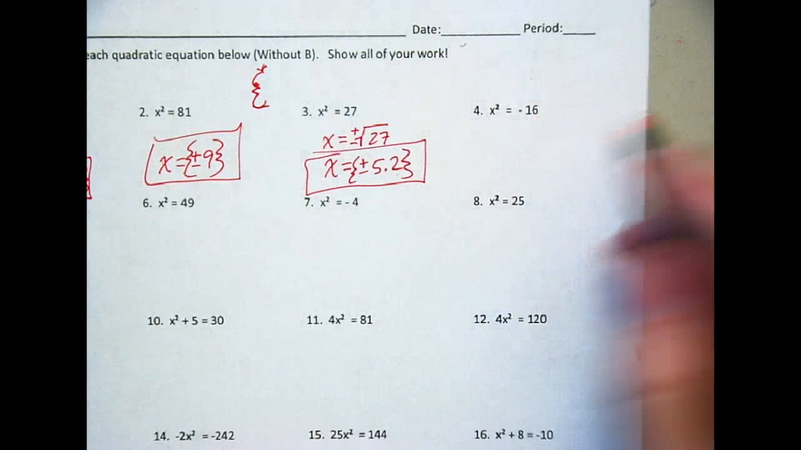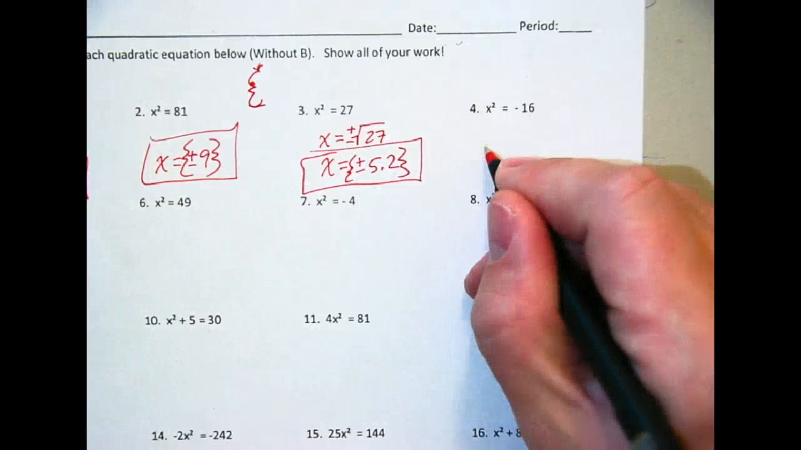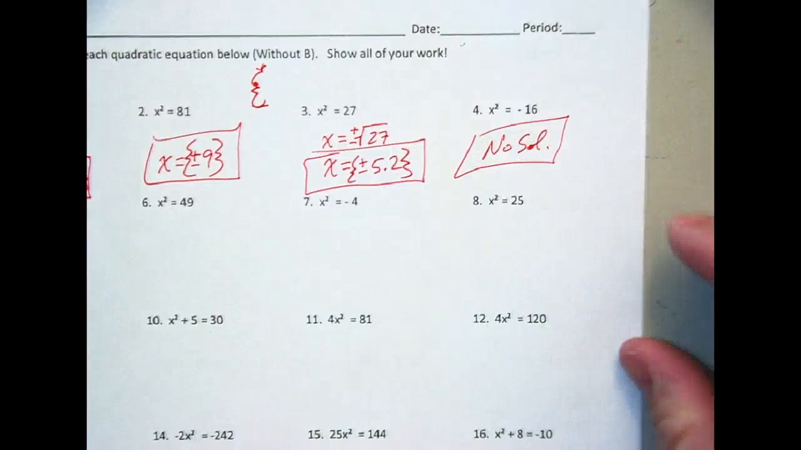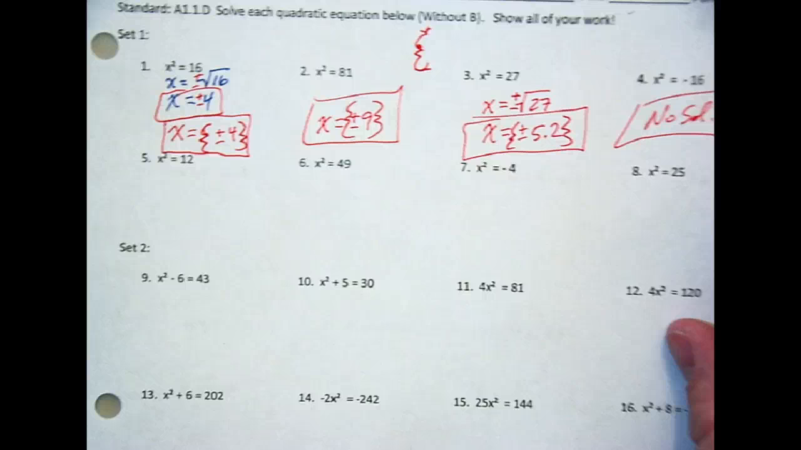Okay? So, x squared equals negative 16. You can't square something and get a negative. That's no solution. It's got no soul, man. Okay? No soul. All right. Okay, let's move on. Set number 2.